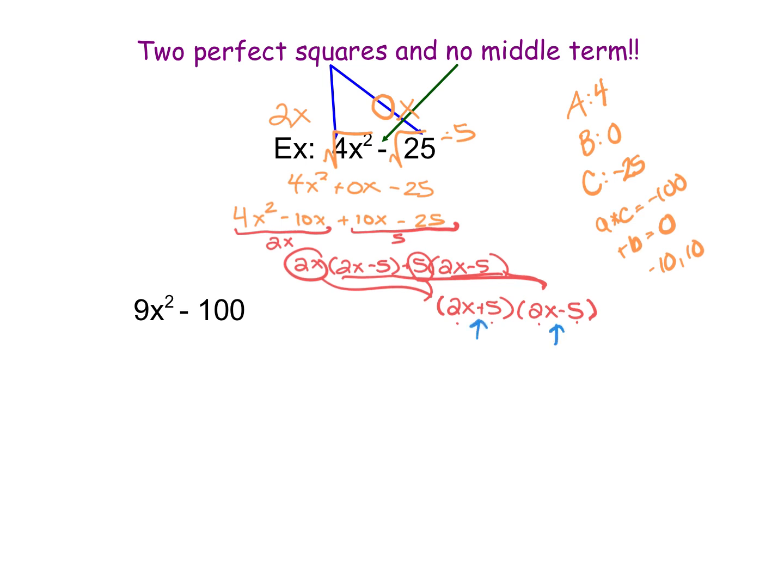And the reason that's occurring is because of this 0 in the middle. We know that these 10s appear twice, and if we want them to equal 0, one has to be negative and one has to be positive. And the way for that to happen is to have one positive and one negative within our factored form.